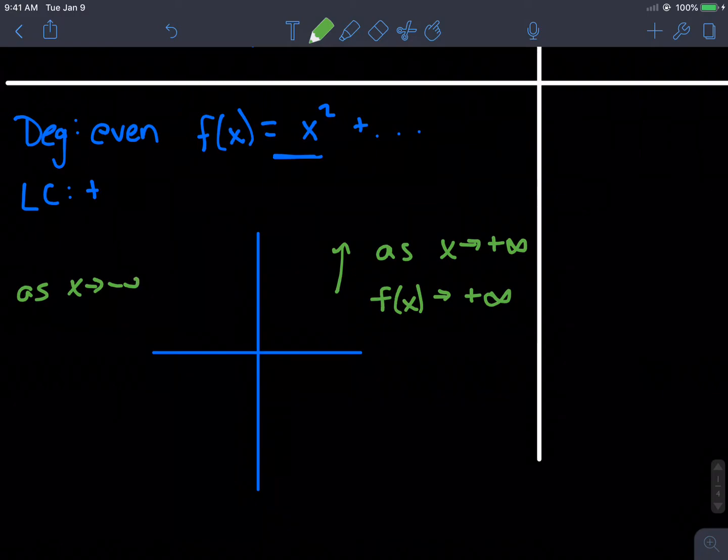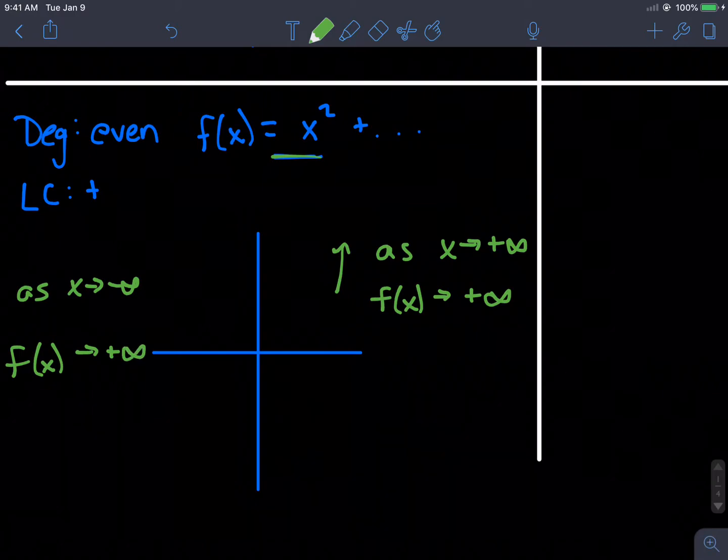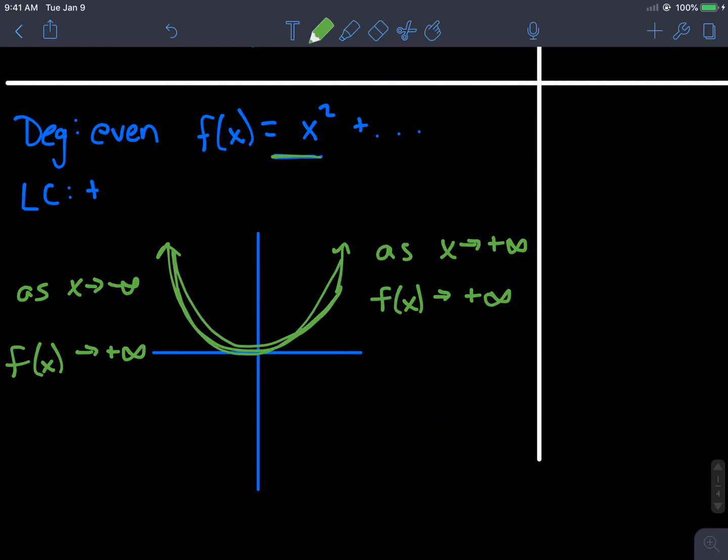Then as x goes towards negative infinity, when we plug negatives into a term with an even exponent, those are going to give us positive values. So even though we're plugging in large negatives, that's going to spit out large positives, so our end behavior is going to positive infinity. And that matches what we saw with parabolas.